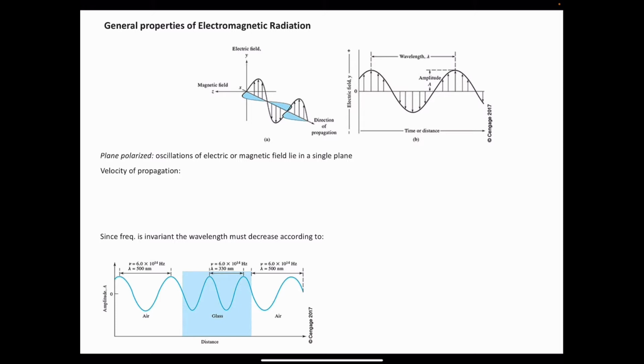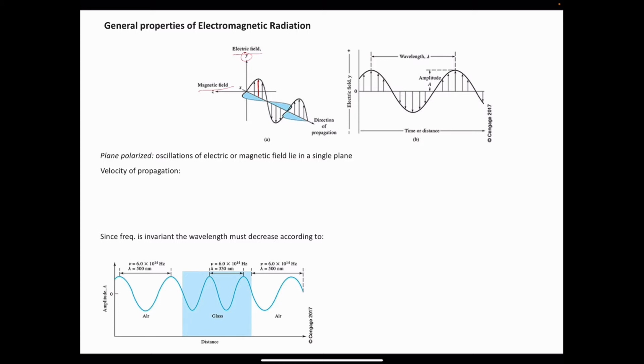So electromagnetic radiation consists of an orthogonal electric and magnetic field that mutually support each other, allowing propagation even in the absence of a material, for example, in a vacuum. So here you can see that the electric field, which is a vector, is plane polarized along the y direction. And this just means that oscillations of this field lie in a single plane.